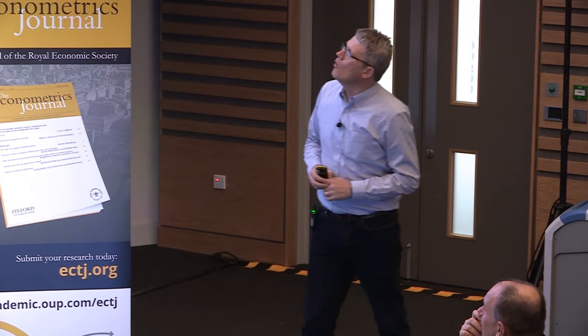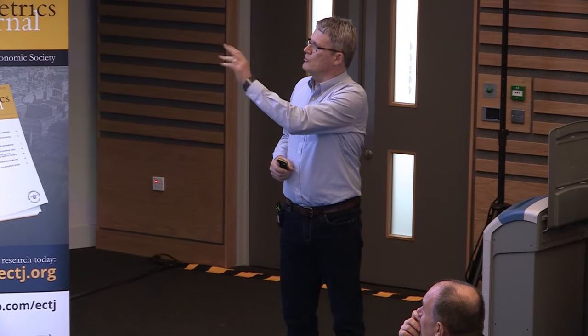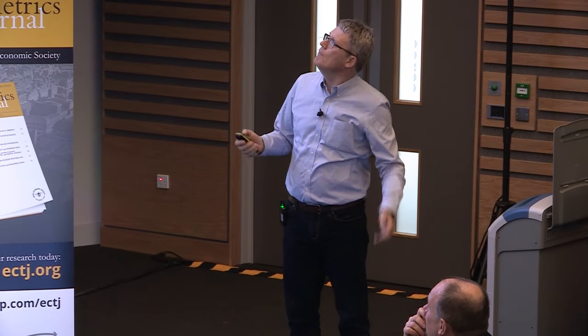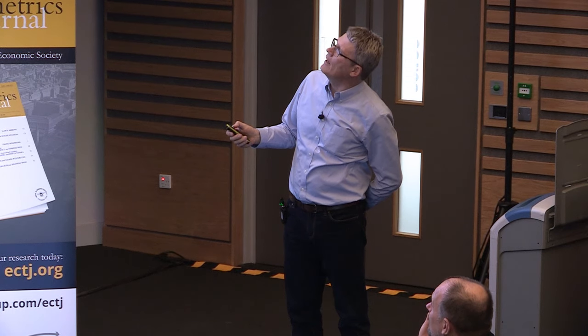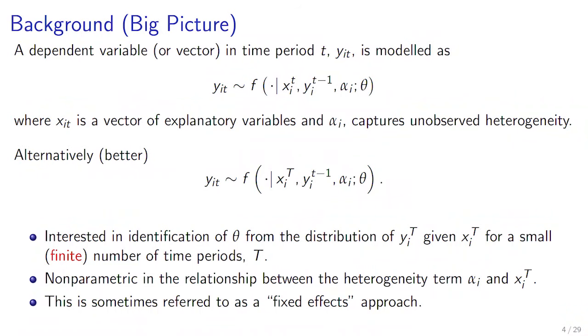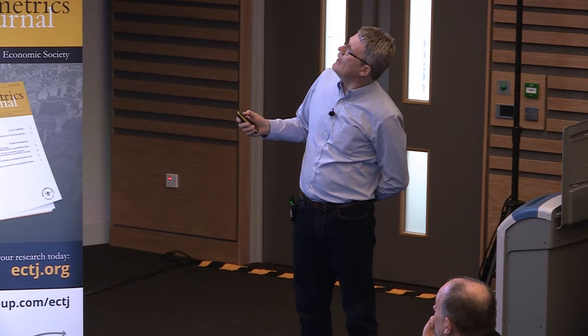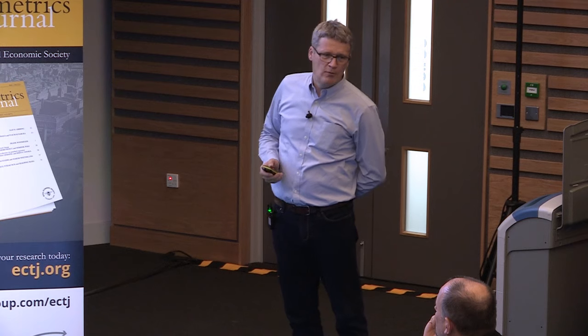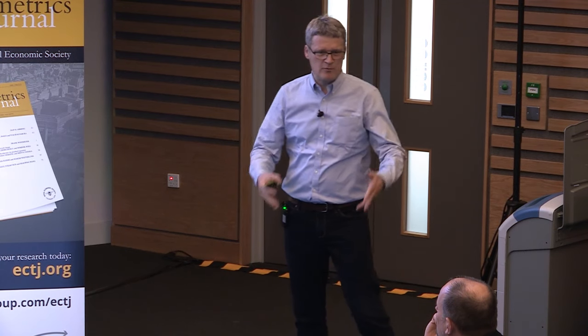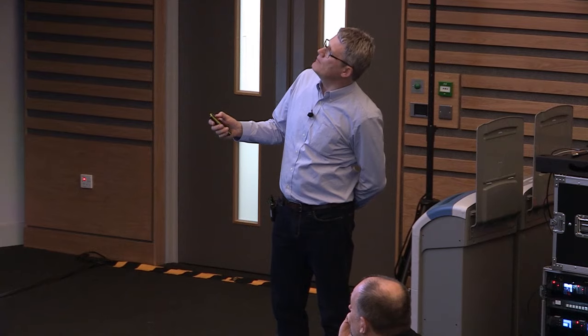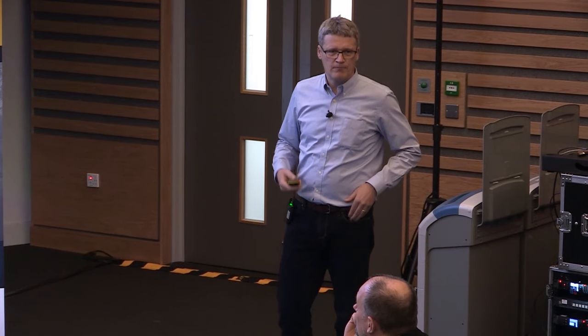So the name of the game in the literature that I'll be talking about here is you have some model, a panel Y_it, that has some distribution that depends on some parameters. So Y in time period t for individual i depends on the explanatory variables for individual i, and maybe on past values of Y, and on an unobserved heterogeneity term, which I'll refer to as a fixed effect, but just think of it as unobserved heterogeneity. And then there's a vector of parameters theta, and that's the vector of parameters of interest, right?